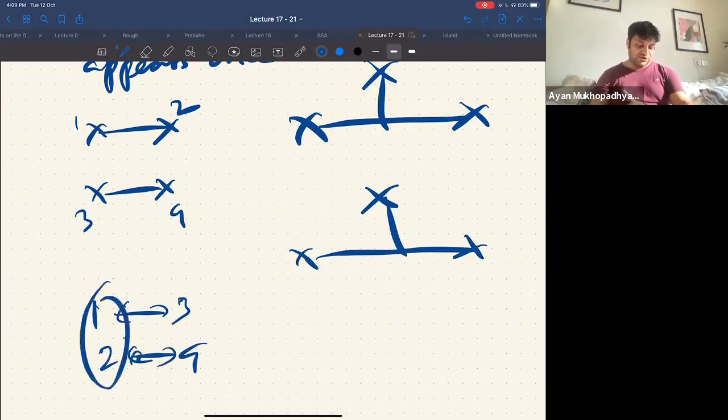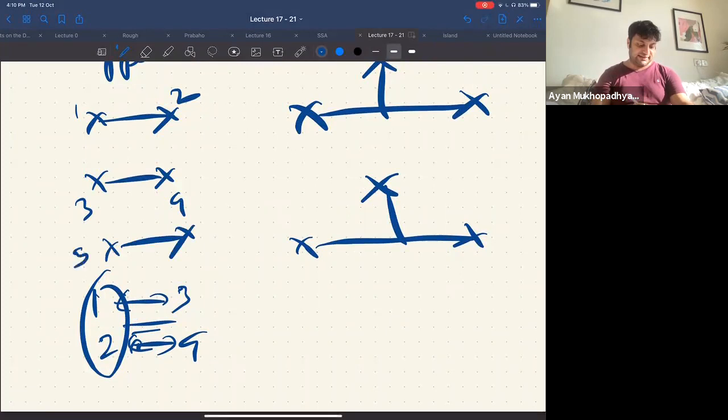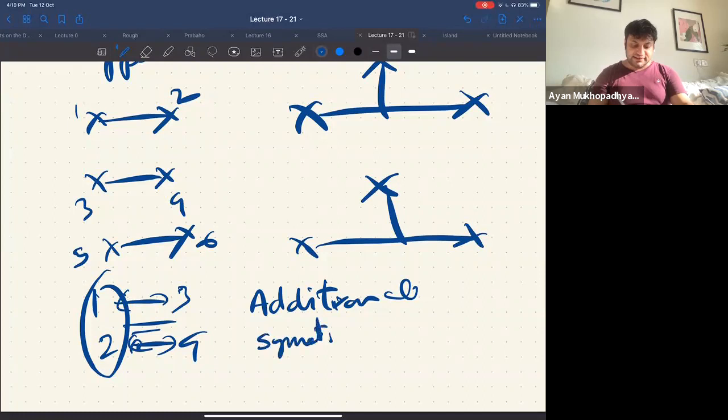So as a whole, 1, 2 can be transposed to 3, 4. Now suppose that it appears thrice, like 5, 6. Then you can as a whole take 1, 2 to 3, 4, 3, 4 to 5, 6, and 5, 6 to 1, 2. So the number of additional permutations, the additional symmetry factor, is simply the permutations within the diagram, which is simply the product over r of n_r factorial, right?